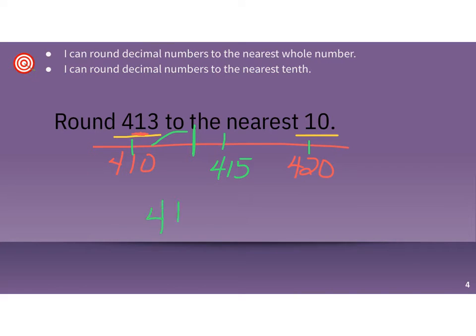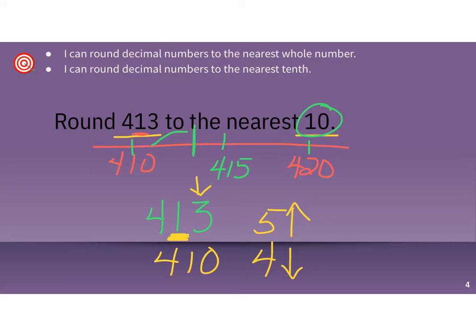Another way I could look at it is to, if I'm rounding to the nearest tens, find the tens place and look one place to the right. Is this 5 or higher, 4 or lower? In this case, it's 4 or lower, so I would stay down at the original tens place, so I would round it to 410.